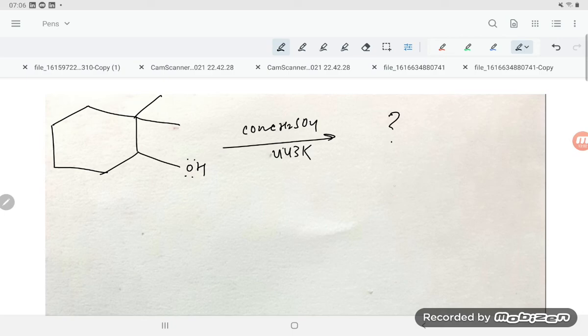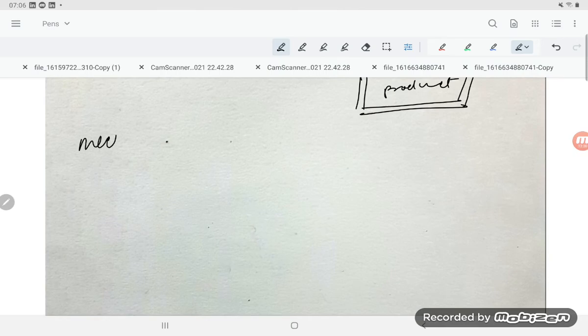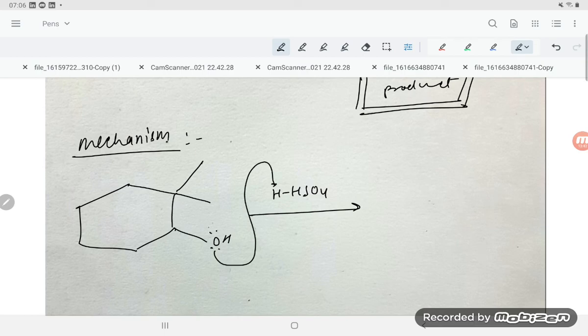I can write the product name here, student. This is the product. But how this product is obtained, that we have to write in the mechanism. So let us write the mechanism. This is the OH group, here is the methyl group, right? If HSO4 minus is attacking, what will happen? This lone pair electron can absorb this.